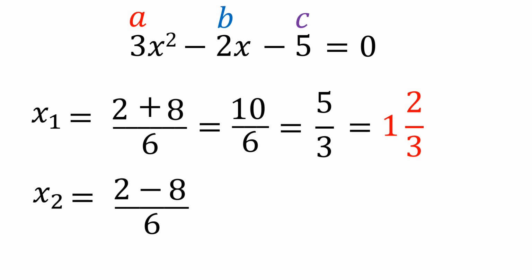Now let's solve the second value of x. So 2 minus 8, it will be negative 6, and then copy 6 at the bottom. Then divide negative 6 by 6, which is equal to negative 1. So the roots or the values of x for the given quadratic equation are 1 and 2/3 and negative 1.